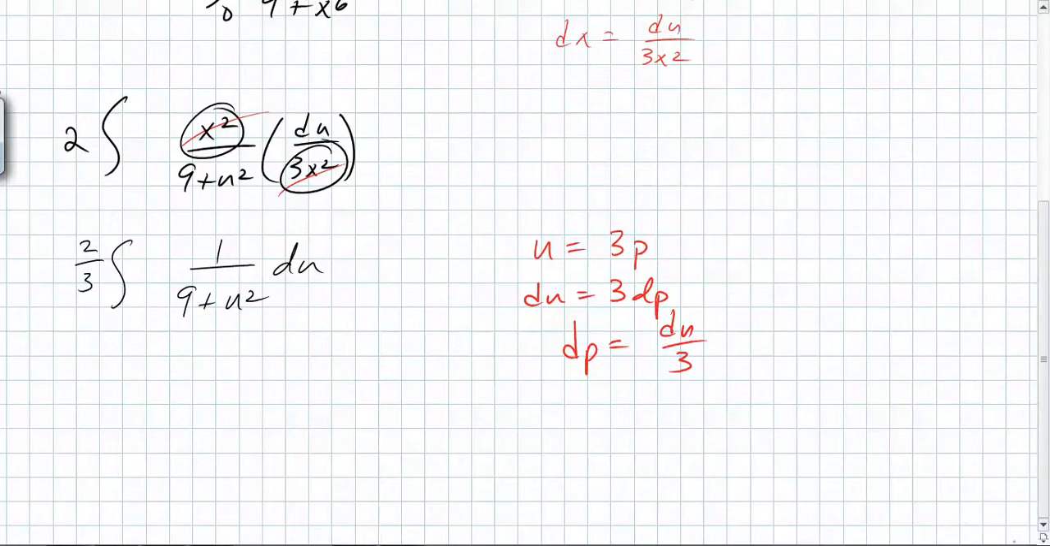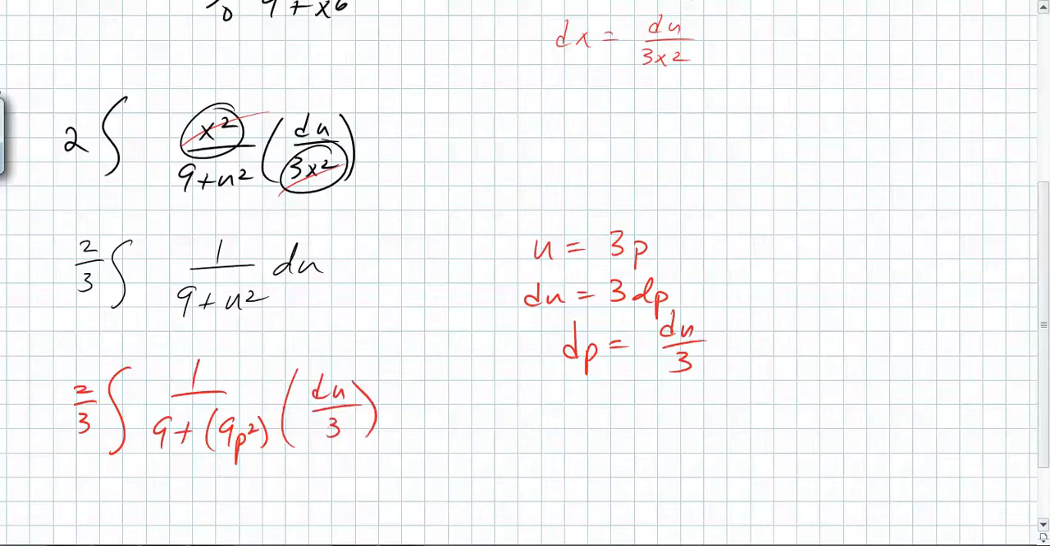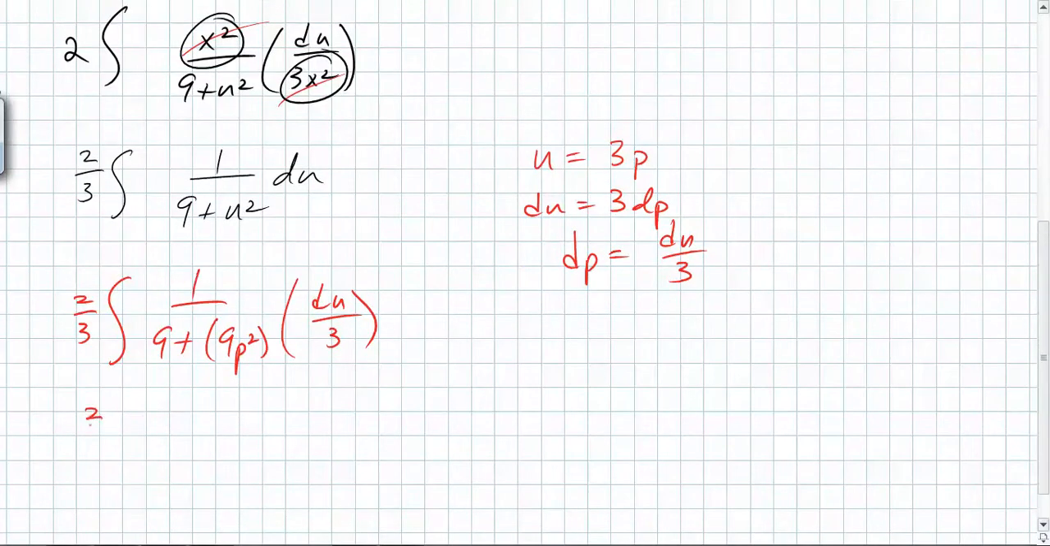Okay, that's nice. So now we have 2/3 times the integral of 1 over 9 plus, we plug in, and what do we plug in? 3p for u, so we end up with p squared, and then we end up with du over 3. So if we do this out, we end up with 2 over 9. I'm taking that out. 1 over 9 times 1 plus p squared should be a dp, sorry.